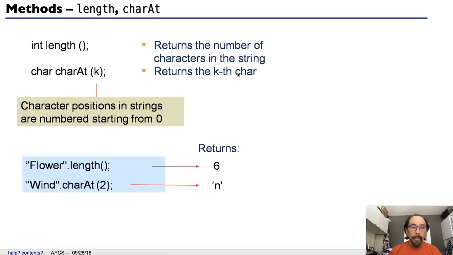Okay, so the length method returns an integer of the length of the string. So flower has 6 characters, so that's what it returns. The charAt method takes a single input and returns a character, not a string, a character, at that particular position, where we start counting from 0. So right here, W is 0, 1, 2, so we return the character, notice the character here, not the string, N.